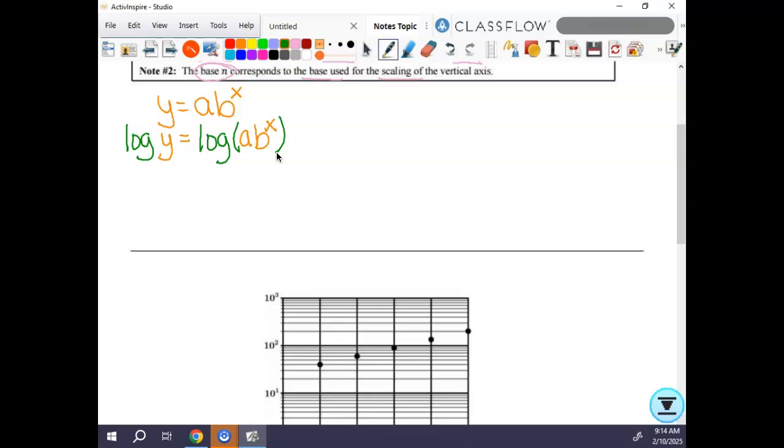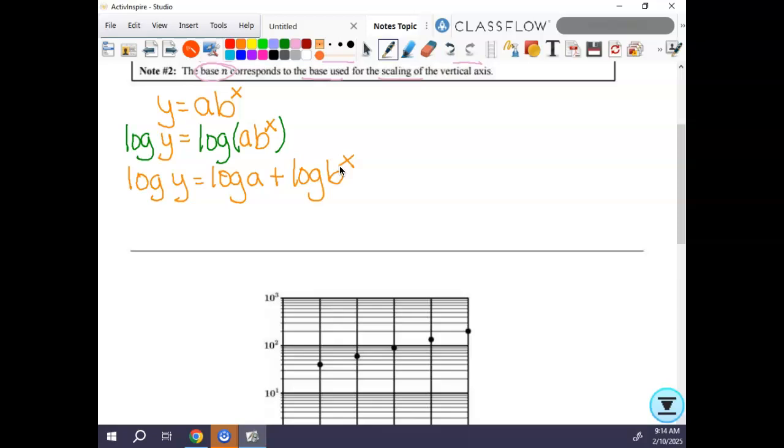No, because it only affects the b, right? But can I split this a and b? They're being multiplied, right? So I can split it into two logs that have what? Addition, okay? So that means I'm going to have over here log of y equals log of a plus log of b to the x power.